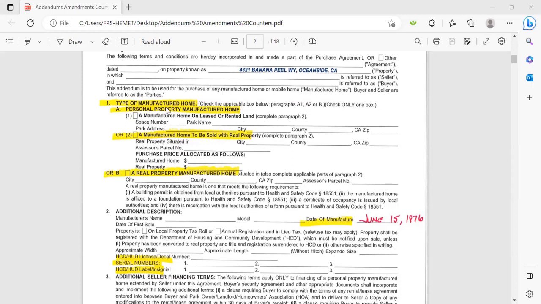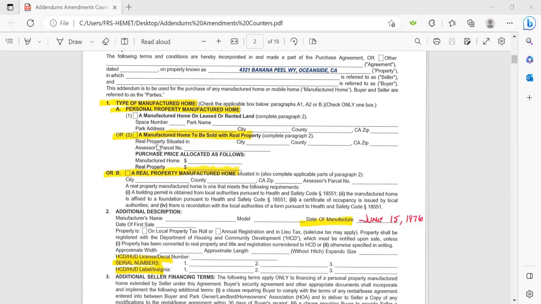There are several different ways to do that. The type of manufactured home is what we're looking for initially, after the address. A manufactured home on leased or rented land is a manufactured home that you pay park rent on, where you don't own the land. You are assigned a space number in a specific park. That park has an address, but your individual manufactured home will probably just have a space number. So that is item number one.